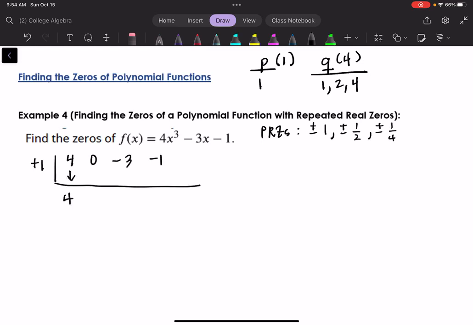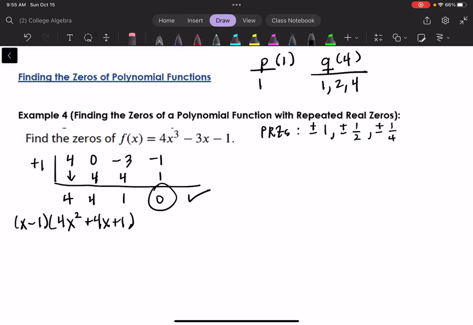So this would be 4, 4, 4, 1, and 1. So this is a factor, thank goodness. So let's write what we've got. This would be x minus 1, and then 4x squared plus 4x plus 1 for what's remaining.